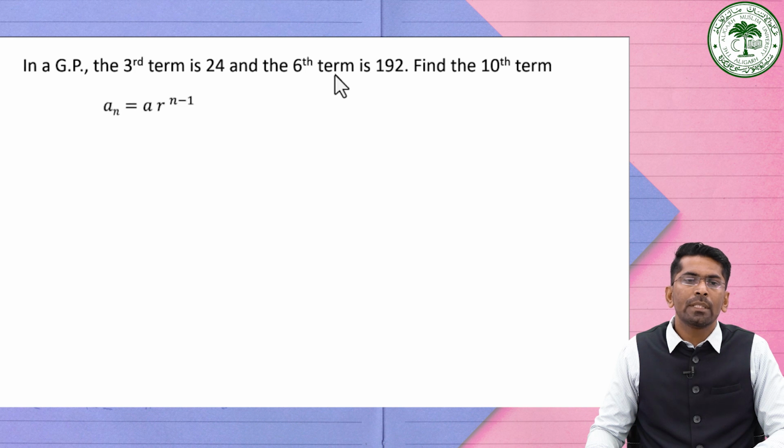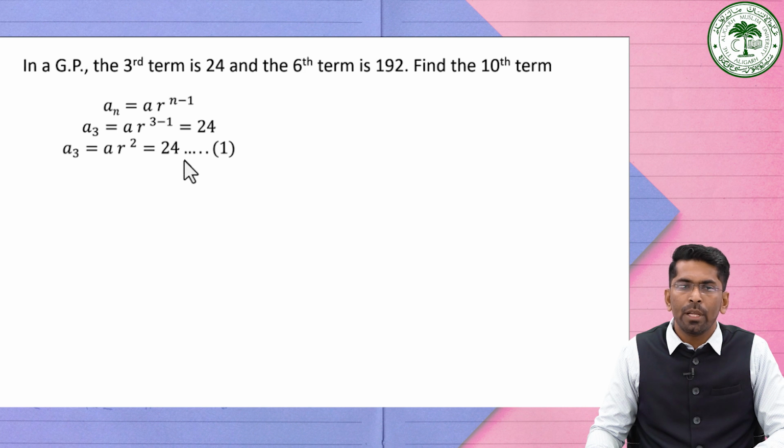So with the given information, we know the nth term is equal to ar raised to the power n minus 1. So the 3rd term we can write as a3, which is equal to ar raised to the power 3 minus 1, which is equal to 24, because the 3rd term given here is 24. So we can simplify it as ar square. This ar square is equal to 24. I am just denoting it as equation number 1. Similarly, the other information given here is the 6th term is 192. So a6 is equal to a into r raised to the power 6 minus 1, which is 192.